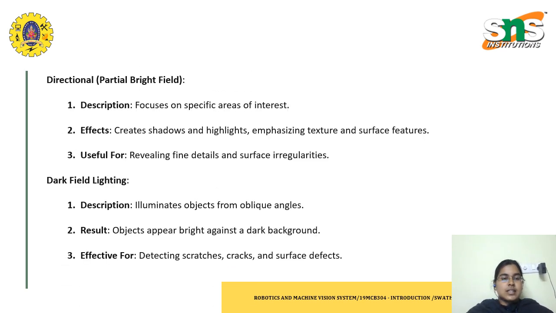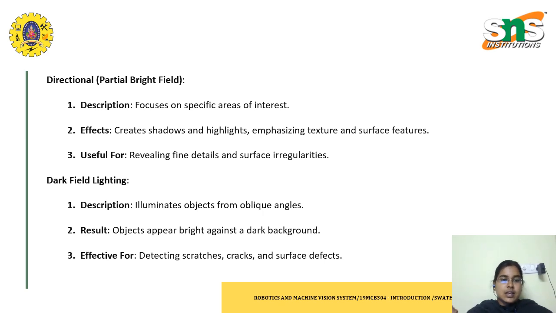And next one is directional lighting, that is partial bright field. The description is that it focuses on a specific area of interest, and its effect is that it creates shadows and highlights, emphasizing textures and surface features. It is useful for revealing fine details and surface irregularities.